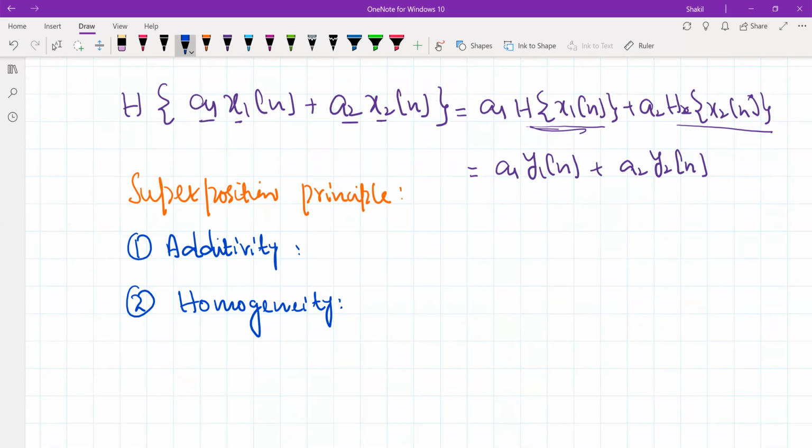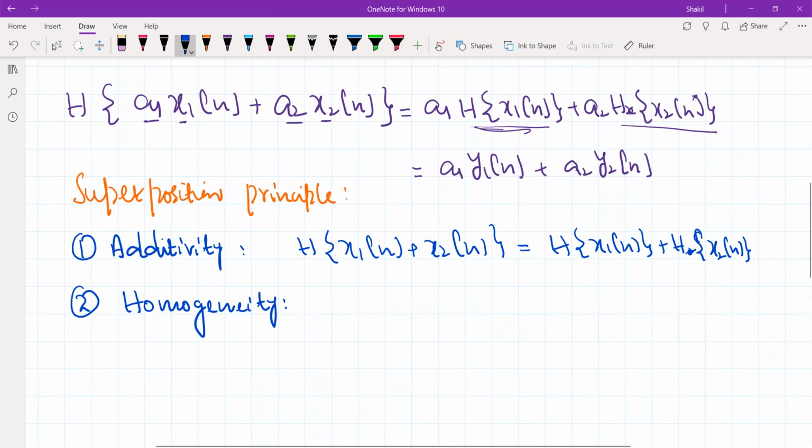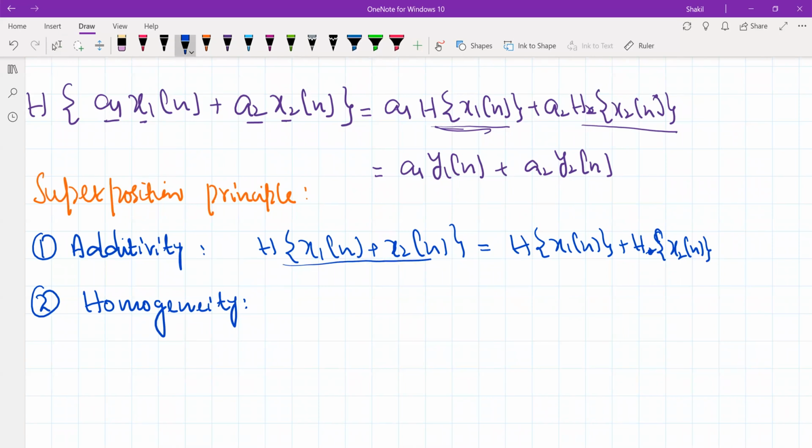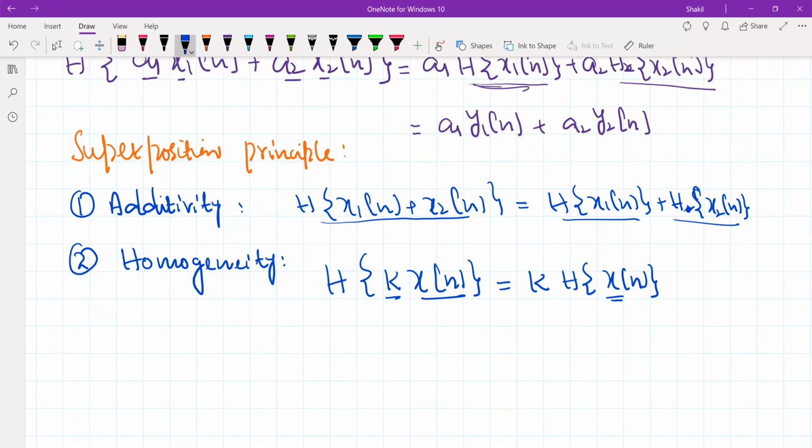Now, what do we mean by additivity property? Additivity means if you take the sum of the inputs x1n and x2n and apply it as the input to the system, the response is simply the sum of the responses for the individual inputs. If this is true for a system, then the system follows the additivity property. Similarly, the homogeneity property simply means that if you scale any input by some constant k, the response of the system is simply the constant times the response for that input. Then it follows the scaling or homogeneity property.